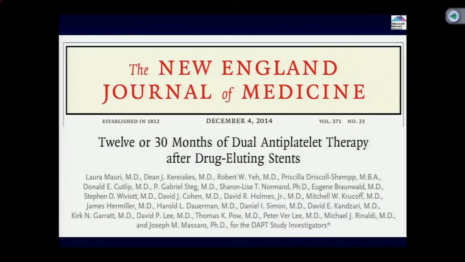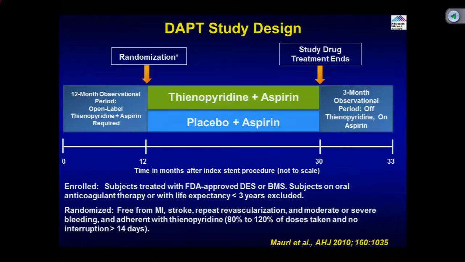And this is, in my opinion, the most well thought out, very well planned trial, though the results may be questionable. The plan was that we knew we needed to give it for 1 year. After 1 year, patients were randomized to continue aspirin only or add a thienopyridine, of which 65% received clopidogrel and 35% received prasugrel. And more importantly, that study continued for 18 additional months, so 30 months total.